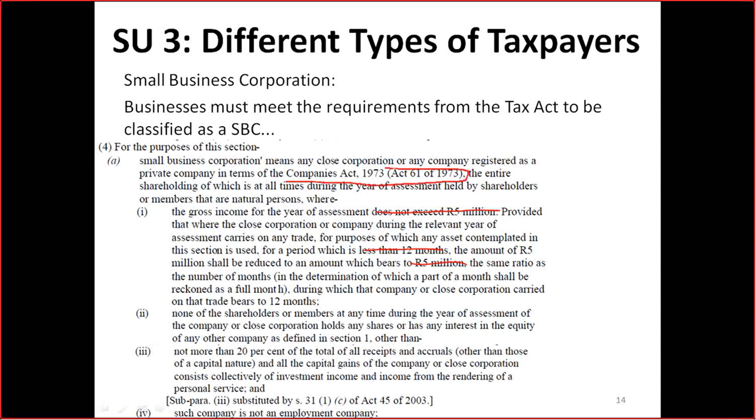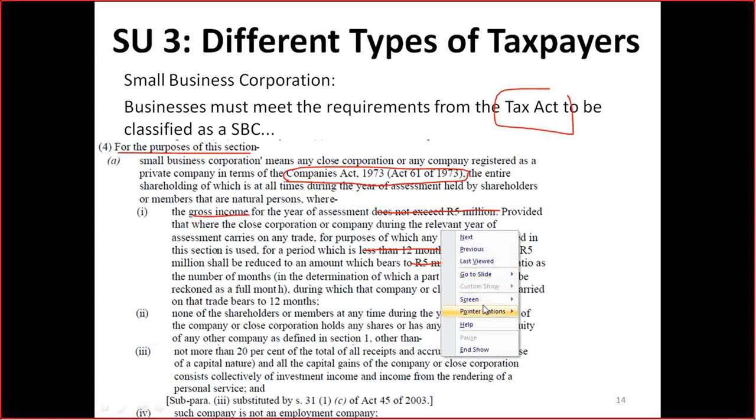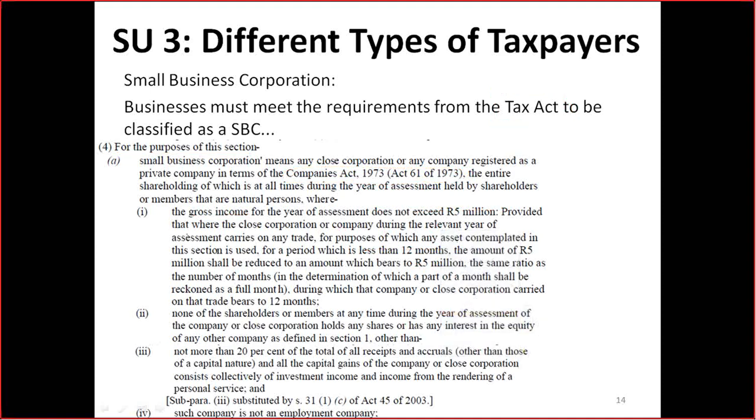This was taken from the Companies Act 1963 where they defined it, in terms of the Income Tax Act, and they describe the SBC as gross income for a year of assessment not exceeding a specific amount. Just be careful with that amount. That amount can change year by year, but the basics don't change. None of the shareholders or members at any time during the year of assessment, of the company or CC, holds any shares or has any interest in equity of another company. So see, that's important. If you are a small business owner and you directly own shares in another company, that creates a problem. Yes, sir.